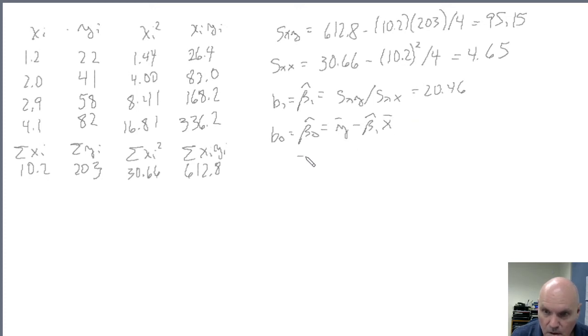where y bar is going to be the sum of the y values, 203, divided by the number of y values, 4. And similarly, our beta 1 value is 20.46 times the sum of our x, which is 10.2, divided by 4. And so the B0 value turns out to be minus 1.429.